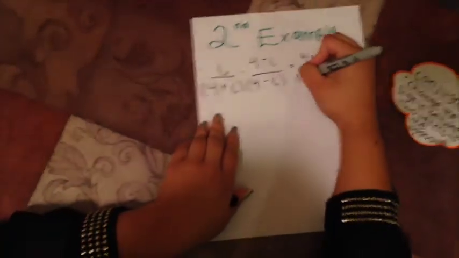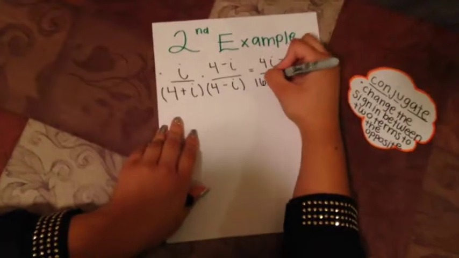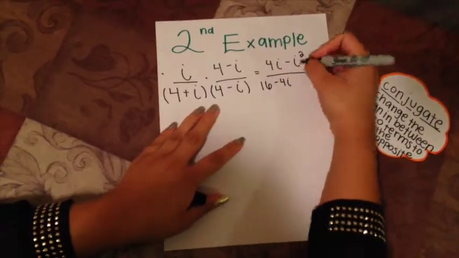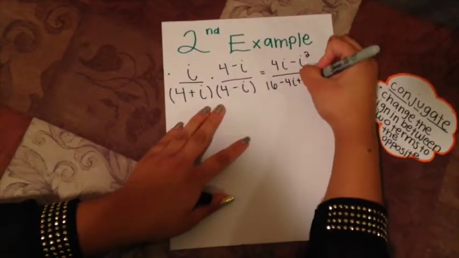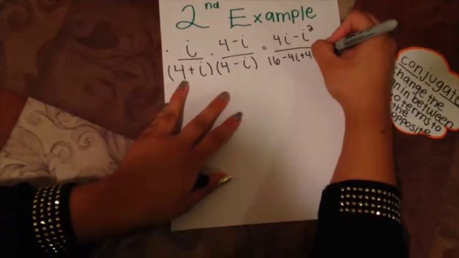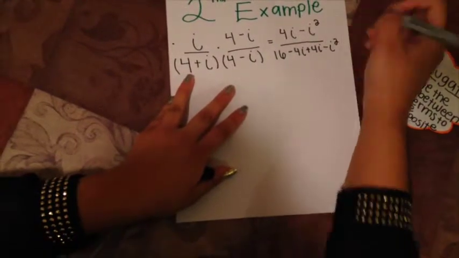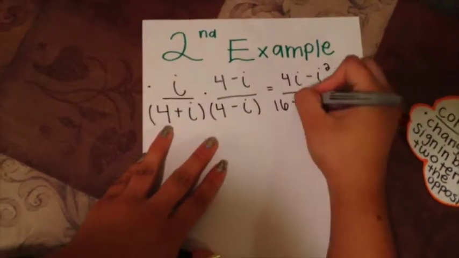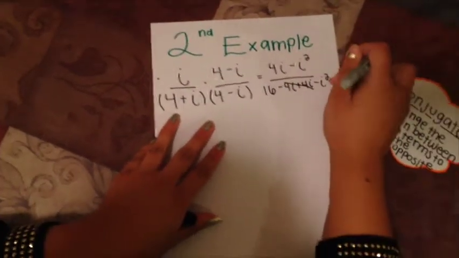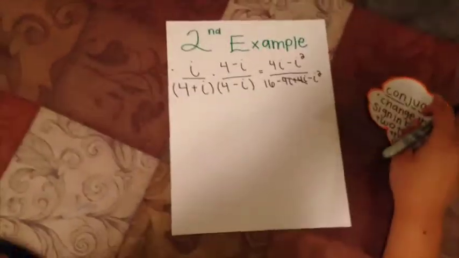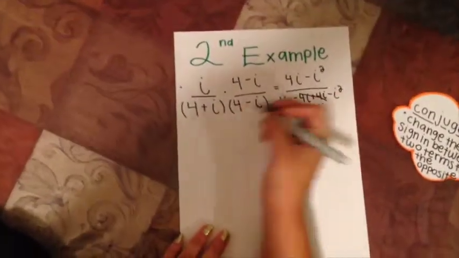4 times 4 equals 16. 4 times negative i equals negative 4i. i times 4 equals positive 4i. And positive i multiplied by negative i equals negative i squared. So here we can see negative 4i plus 4i cancels, and the i squareds should be changed to -1 because that is what i squared equals.